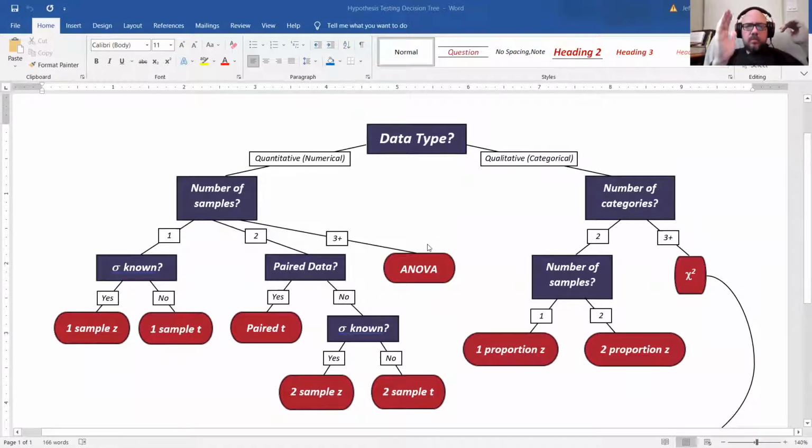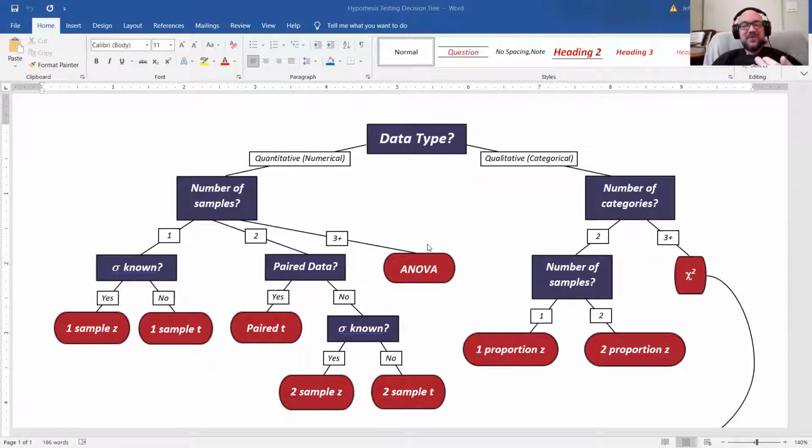So yeah, qualitative versus quantitative is your first question. Excuse me, numerical versus categorical. I've been calling it qualitative or quantitative for 15 years now. It's numerical versus categorical is the first question you want to answer. And then after that, how many samples do you have?